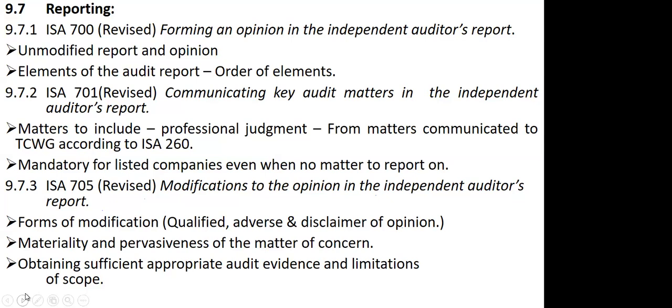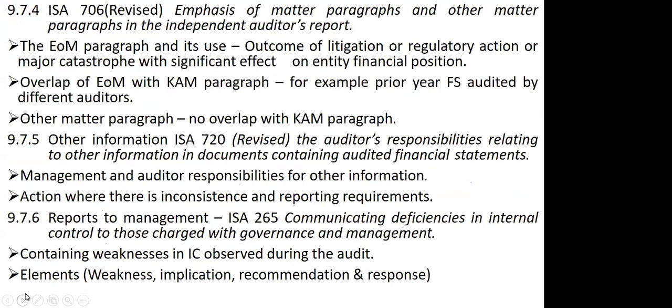ISA 705 is the one that deals with modification of the opinion of the auditors, and there are 3 forms of modification. Either the auditors can issue a qualified opinion, an adverse opinion, or a disclaimer of opinion. The question is, how do they decide on which one of these to issue? It depends on 2 factors, basically materiality and pervasiveness of the matter.